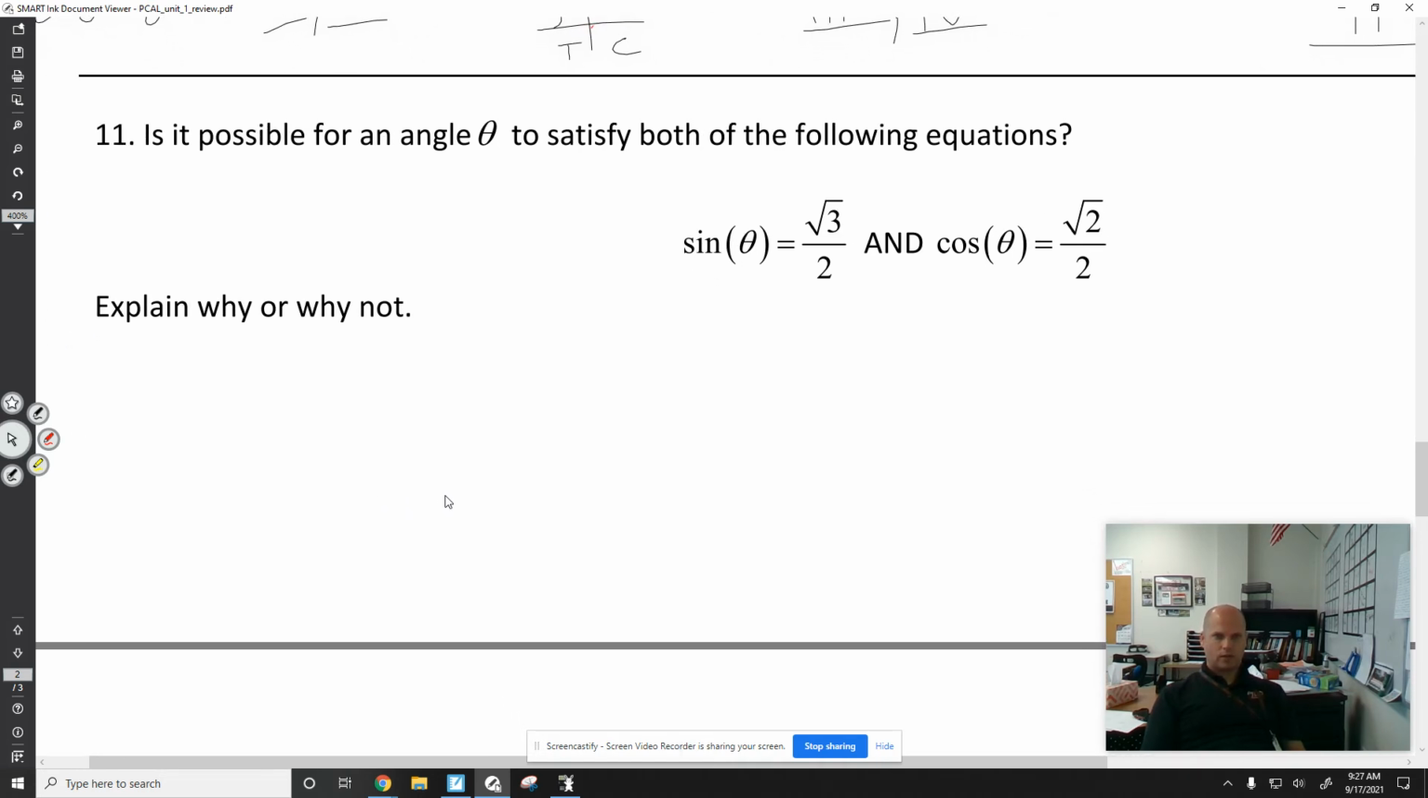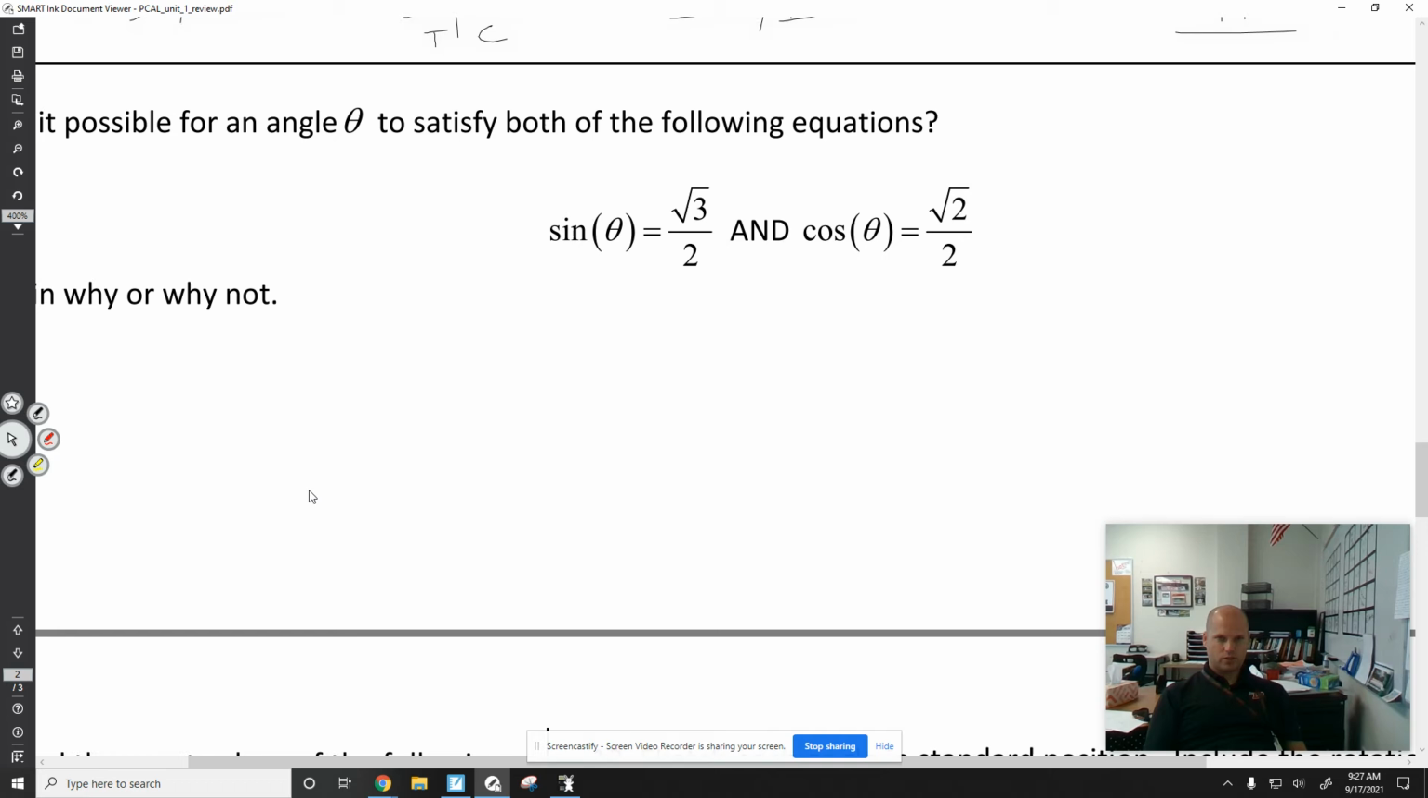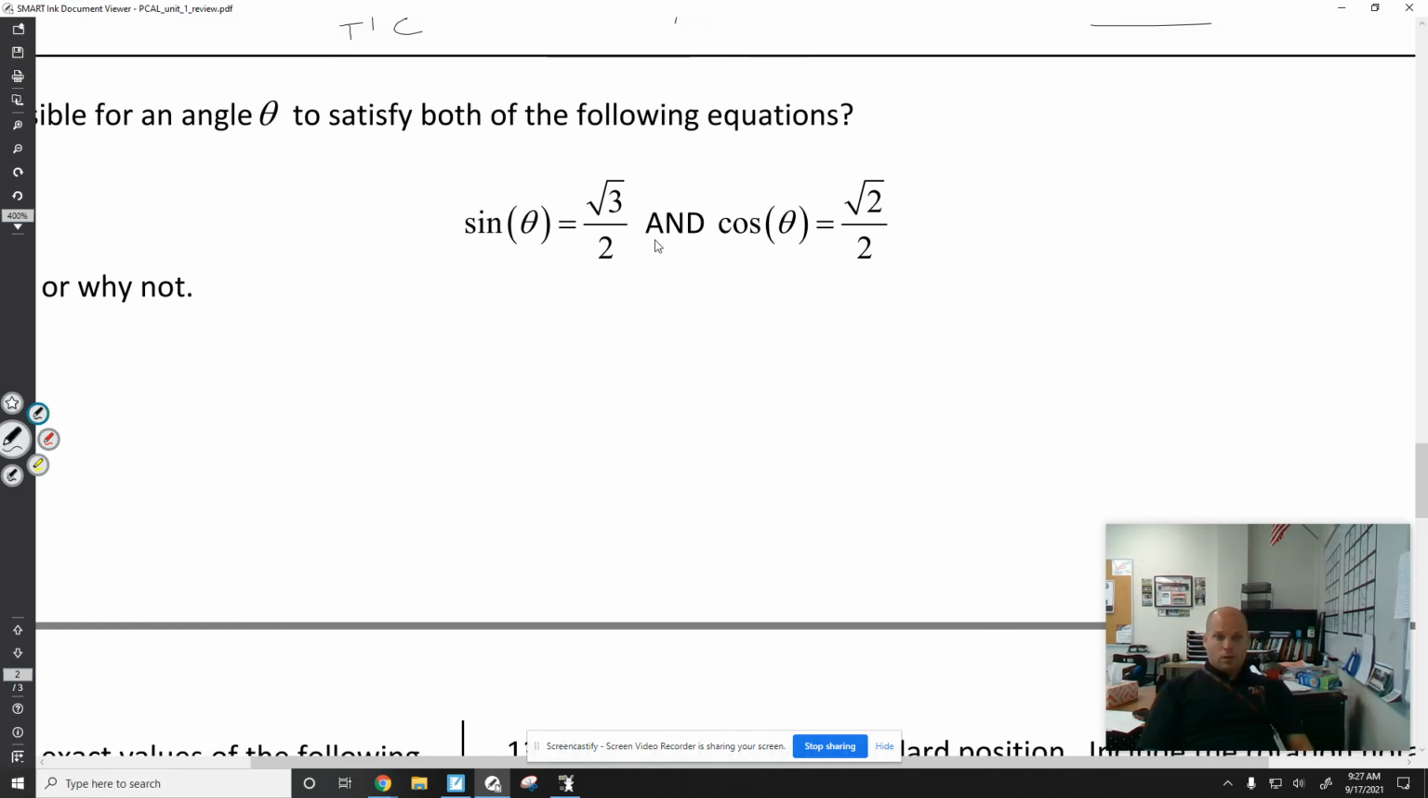Is it possible for an angle to satisfy both of the following equations? Sine of theta equals √3/2, cosine theta equals √2/2. Well, the only time I have an opposite side length that is √3/2 is if you have a pi/3. It's actually pi/3 or 2 pi/3, right? Because this is from a 30, 60, 90 triangle. But the only time you see √2/2 is from the 45, 45, 90 triangles.